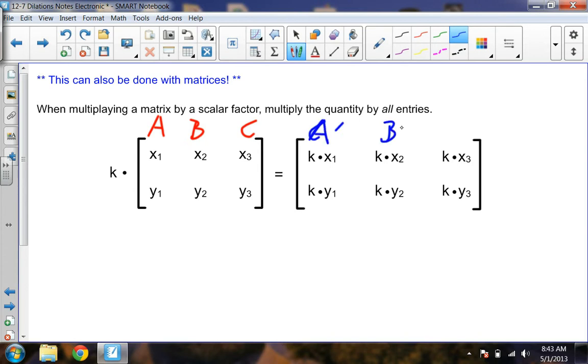So our final locations, if they're enlarged or reduced by a scale factor k, here's a rule for matrices. You can take a scale factor, some constant number, and if you multiply it by a matrix, you multiply it by all the entries. So you'll get k times x1, k times x2, k times x3, etc. You just take that one k value and multiply it by all of them. Whereas with adding, you have to make sure you have the same size matrix, like a 2 by 3 or a 3 by 2, or whichever one it is.